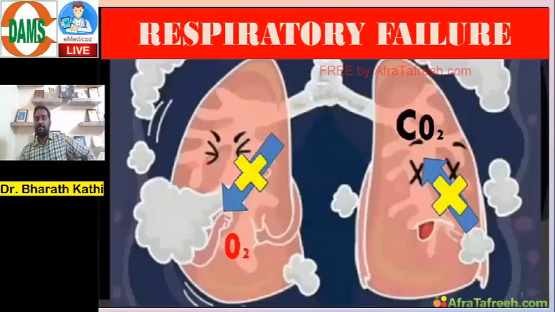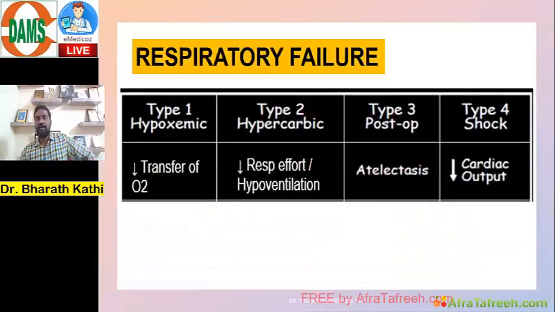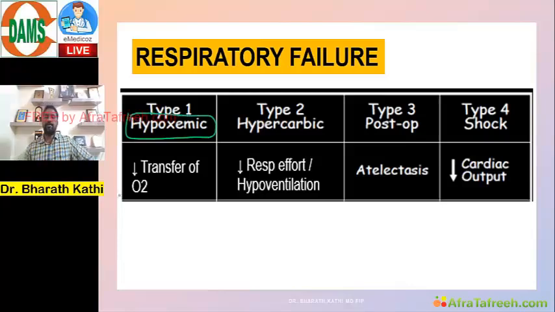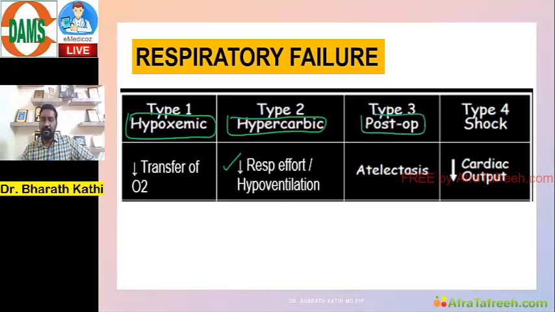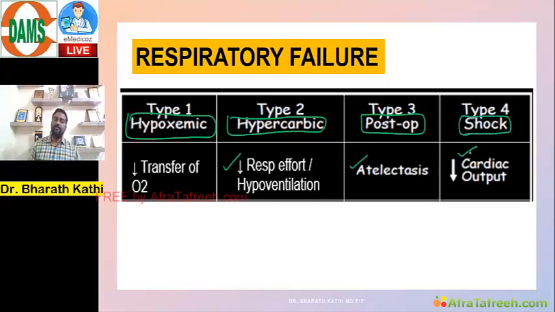Then the respiratory failures, you must be knowing the types. Type 1 is called as hypoxemic respiratory failure, generally due to decreased transfer of oxygen. Type 2 is a hypercapnic respiratory failure due to decreased respiratory effort or hypoventilation. And type 3, it generally happens because of general anesthesia post-operative due to lung atelectasis. Type 4, shock-related respiratory failure due to decreased cardiac output and hypoperfusion. So for all clinical purposes, commonly what we see is type 1 and type 2 respiratory failure.